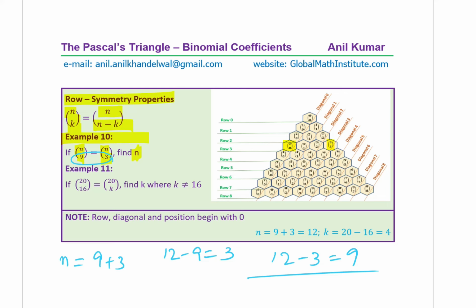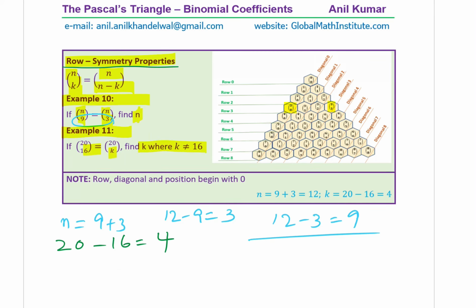Now let's look into example 11, which is 20C16 equals 20Ck. Find the value of k, where k is not 16. What should it be? It has to be the difference between 20 and 16, as you now know, right? So you can say this is 20 minus 16, which is equal to 4. And that is how you're going to answer this question. And this is from the property, which is the row symmetry property.